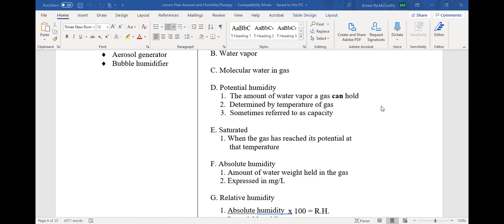All right? Now, the next term, absolute humidity. Absolute is the amount that is being held by that gas, okay? It's the what you got in parentheses. I always say what you got. Absolute is what you got, okay? So if you have the potential to hold 1,000,000, but you only have 100, then your absolute is 100. You got the potential to hold 1,000,000, but you don't have that yet.